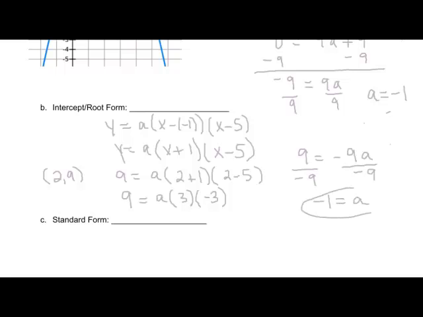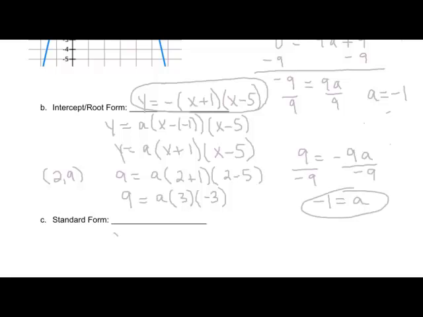Once you've found it for one form, you don't necessarily have to do the work to find it again. So we're just going to plug that back in. So y equals negative 1 times x plus 1 times x minus 5. So that is your final equation in intercept or root form. Now, like I said before, the easiest way to get to standard form is by using intercept or vertex form. So I'm just going to use intercept or root form because it's right above.